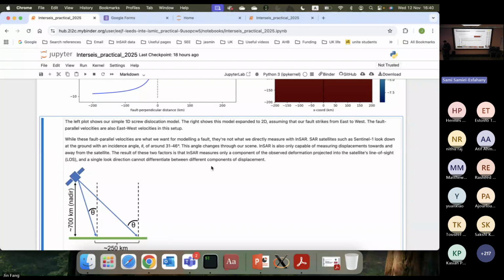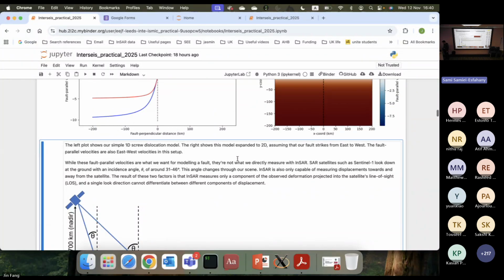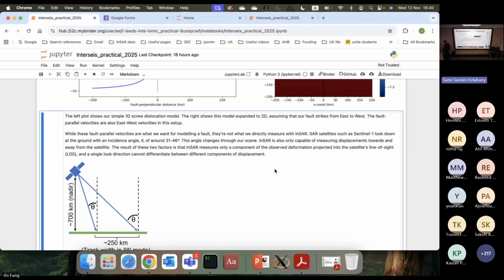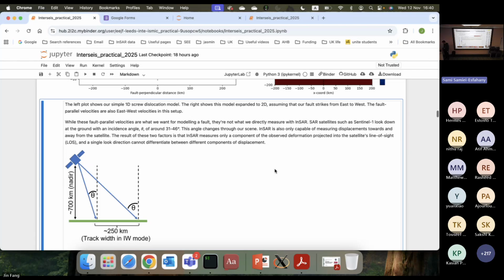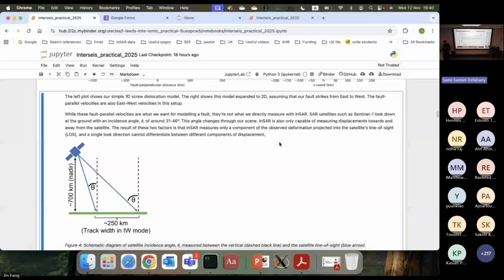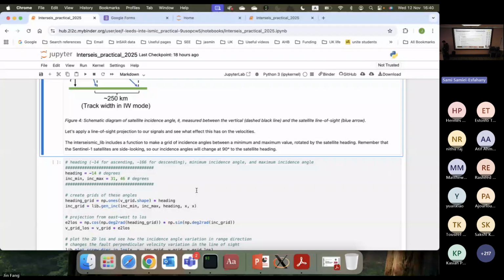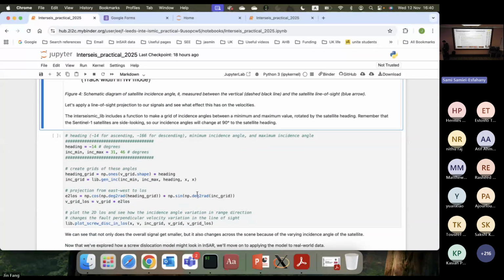Well, these fault parallel velocities are what we want for modeling fault slip. They're not what we directly measure with InSAR. Remember, SAR satellites, for example Sentinel-1, look down at the ground with an incidence angle of roughly 31 to 46 degrees, and it varies across the scene. And more importantly, InSAR can only measure displacement towards or away from the satellite. That's the line of sight component. So let's go ahead and apply a line of sight projection to our signals and see what effect this has on the velocities.